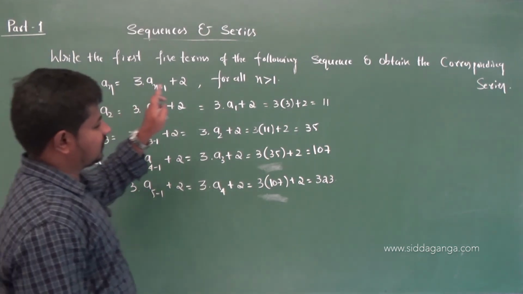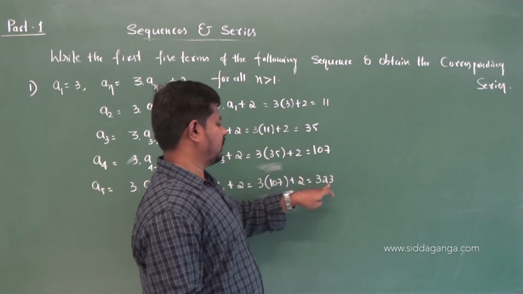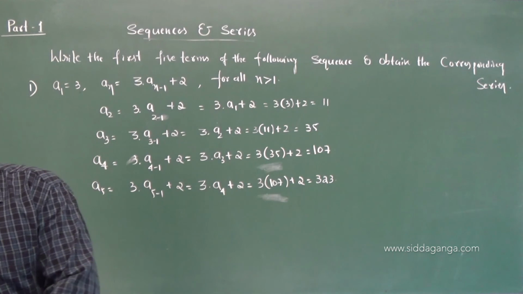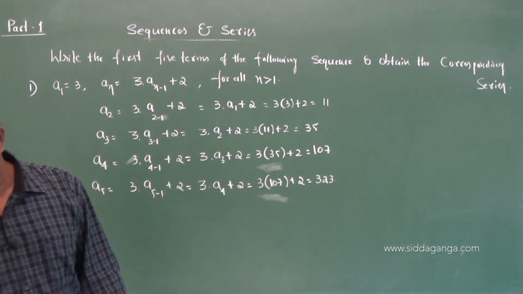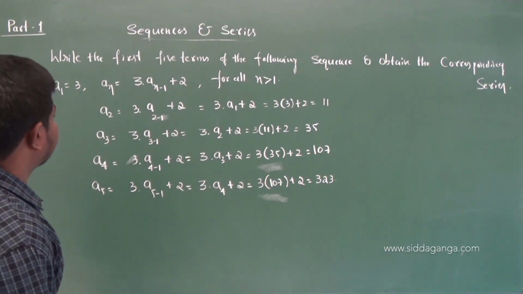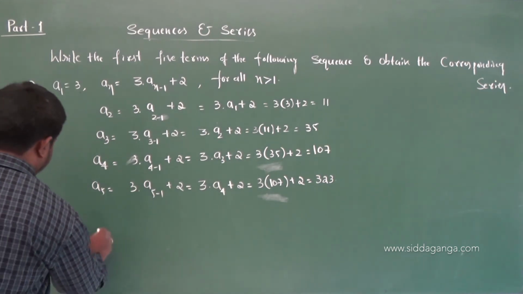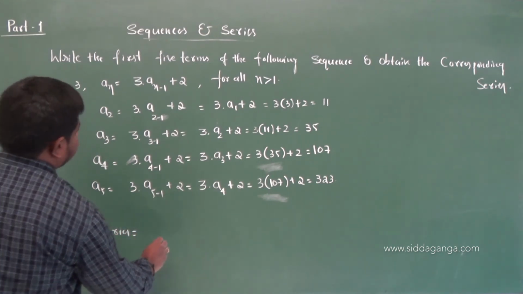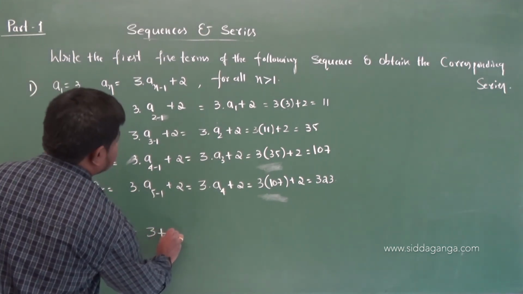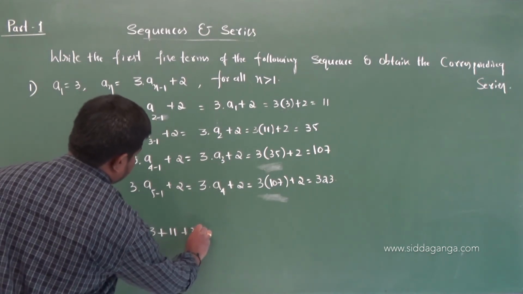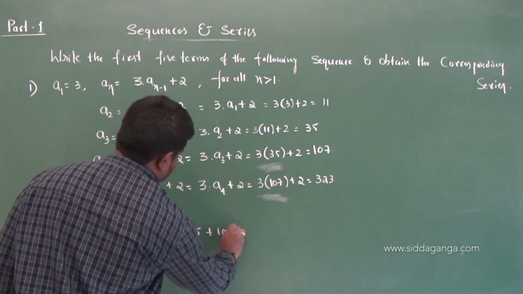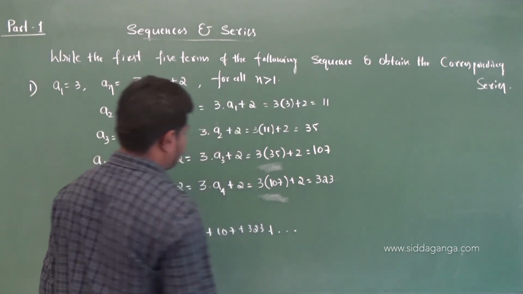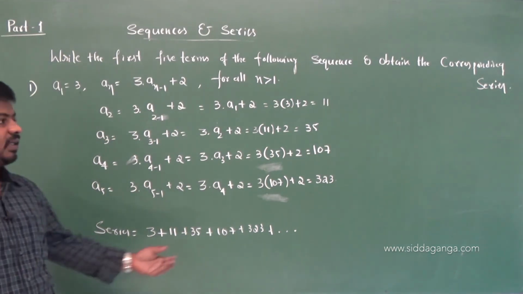First term is 3, second term is 11, then 35, 107, 323 are the first 5 terms of the sequence whose nth term is 3 into a n minus 1 plus 2. Hence the corresponding series is given by 3 plus 11 plus 35 plus 107 plus 323 and so on. This is your corresponding series.